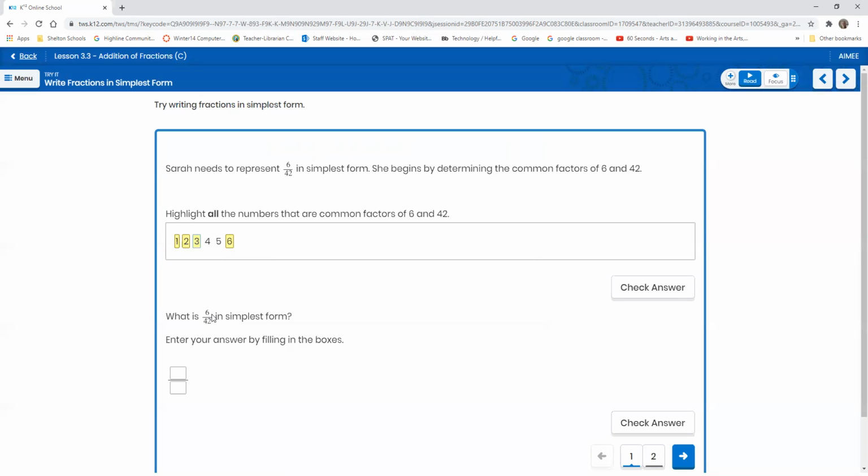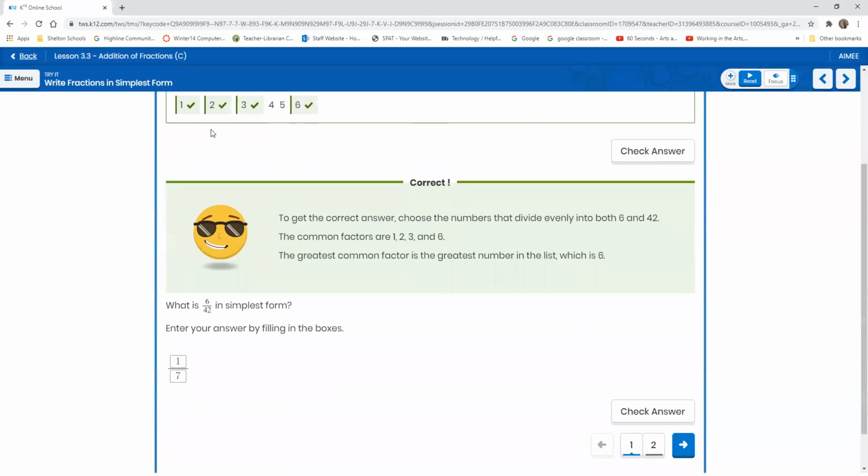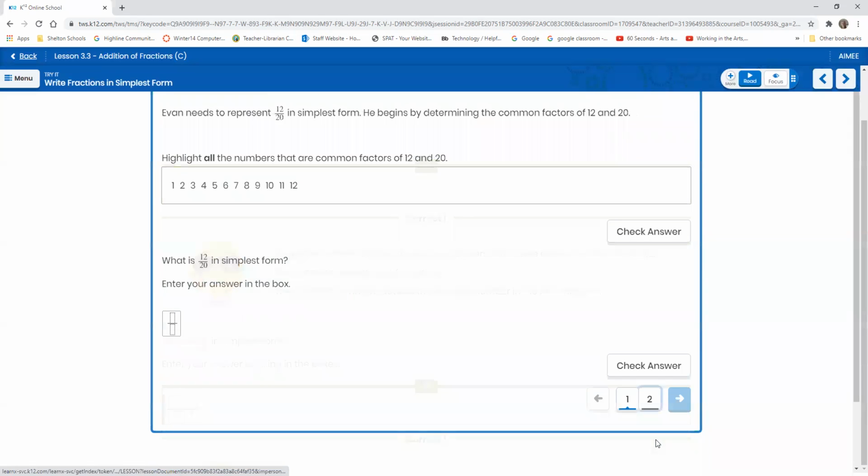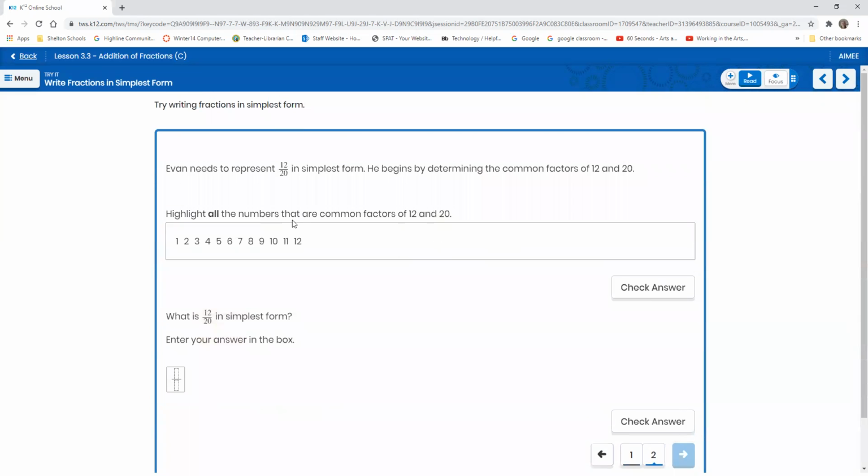So I am going to divide the top number by 6 and the bottom number by 6 to get the smallest fraction, or the simplest fraction. So 6 divided by 6 is 1, and 42 divided by 6 is 7. So I'm going to check my answer. Okay, so now if I had checked this answer first, it would have told me right away if I was right or wrong. And now I'm going to check this answer. Ta-da! We got them correct. Moving on to slide 2.